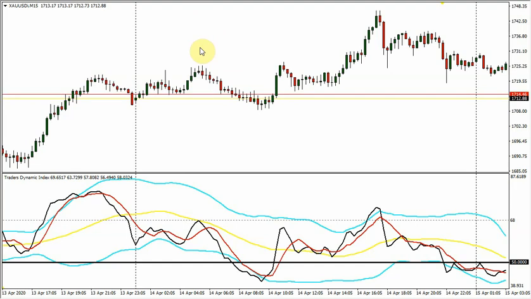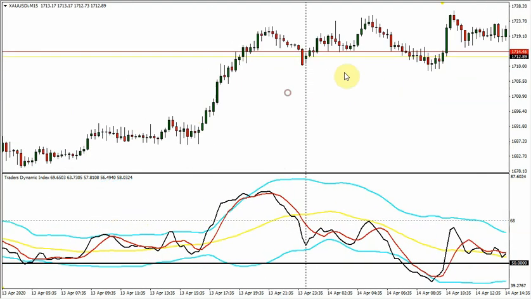TDI. So a lot of persons have huge misconceptions regarding how to trade the TDI. I myself even had some misconceptions regarding the TDI. So today I'm here to shed some light as to how the TDI, or one of the ways that you can actually trade the TDI.